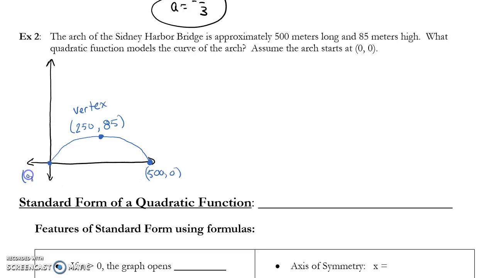I think this point's the easiest one to use. I can use either one of these points following the same method we just did. So let's say I use this as y and x, and use this as h and k. My y is 0, my x is 0, and then I have h and k. H is 250, so minus 250. K is 85, plus 85.